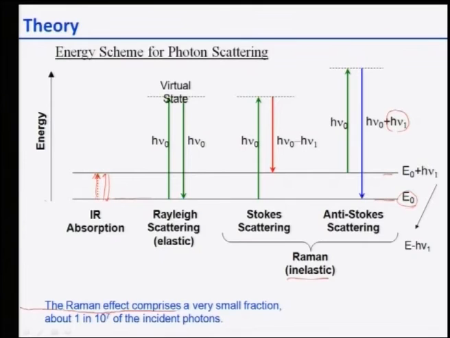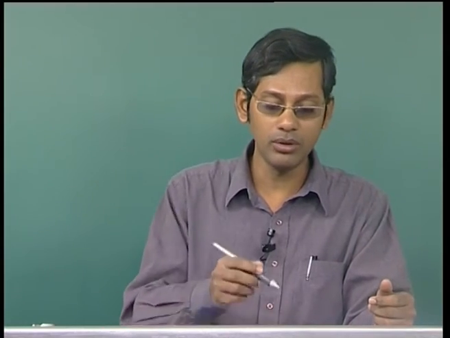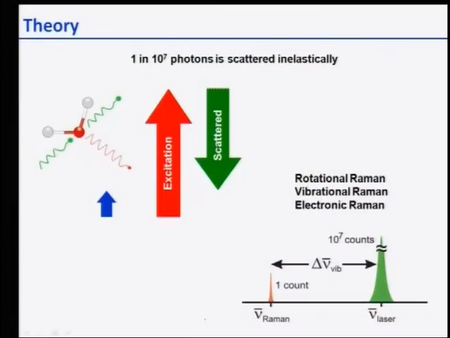That is what I am saying, but the catch is this: the Raman effect comprises a very small fraction, about 1 in 10^7 of the incident photons. That means we need a very good probe to detect the small number of photons actually undergoing this, because most of these events will be happening as Rayleigh scattering. If I want to put it in perspective, if I have a molecule, energy goes in and energy comes out, so it gets excited and it gets scattered. The Raman count is only 1 even when the laser used for the scattering is very intense, about 1 in 10^7 photons scattered inelastically.